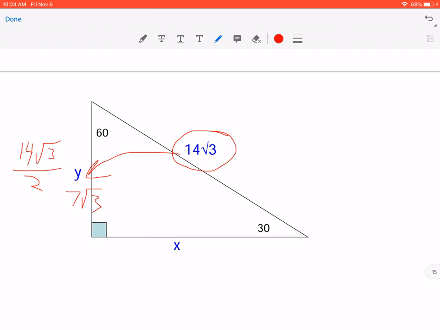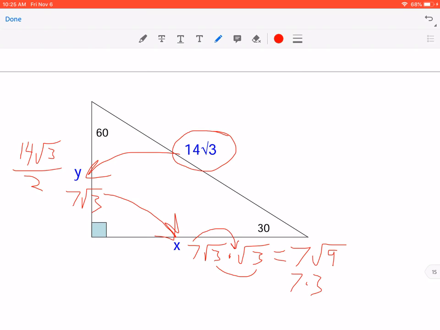So if the short leg is 7 radical 3, to go from short leg to long leg, we multiply by radical 3. So that's 7 radical 3 times radical 3. Remember, 7 goes with that 1, so that's 7. Radical 3 times radical 3 is the square root of 9. Square root of 9 is just 3, so your answer is 7 times 3, which is 21. And there's your answer.